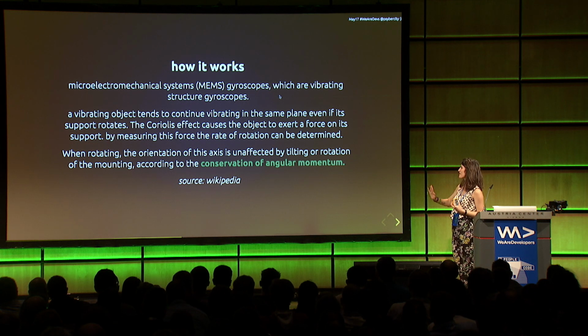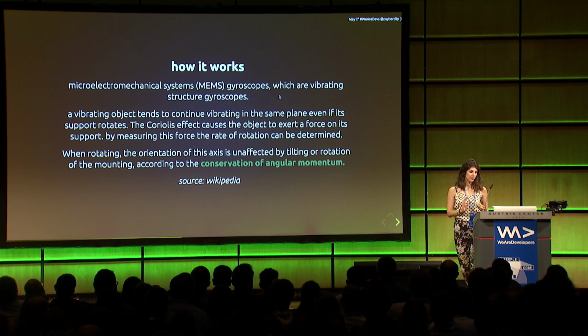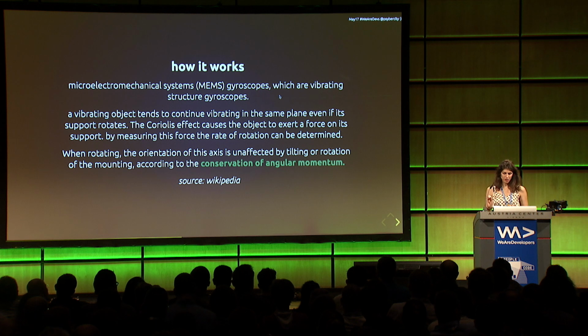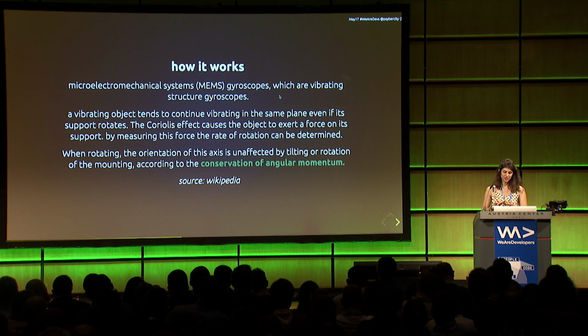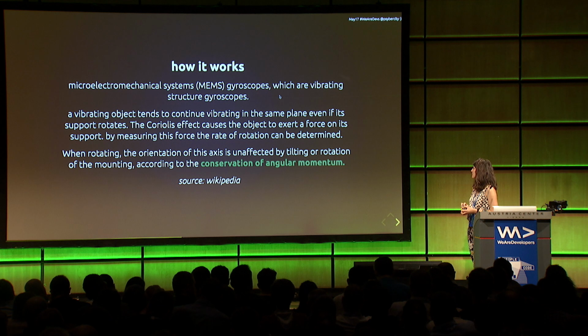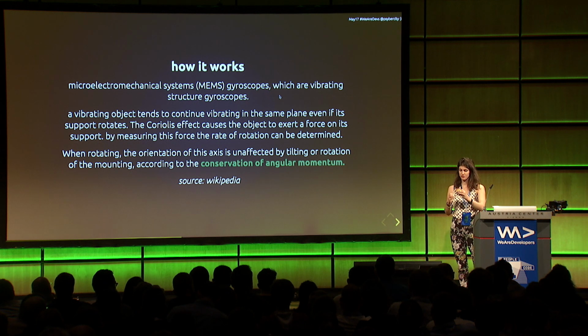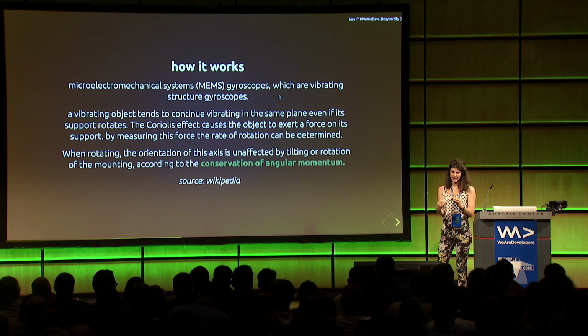Let's take it from the beginning. A vibrating object tends to continue vibrating in the same plane even if its support rotates, because you have the inertia law and you have to conserve the angular momentum. Each time you have a vibrating or rotating object, the Coriolis effect takes on and it causes the object to exert a force on its support. By measuring this force, the rate of the rotation can be determined. As we're moving it, it tends to return to its original position. So this force is calculated and it's passed to our system and can be measured.